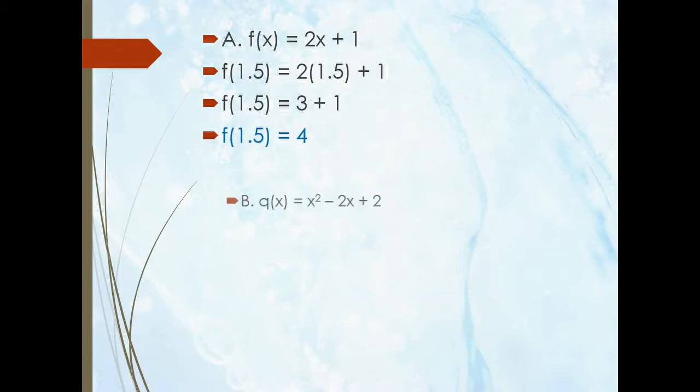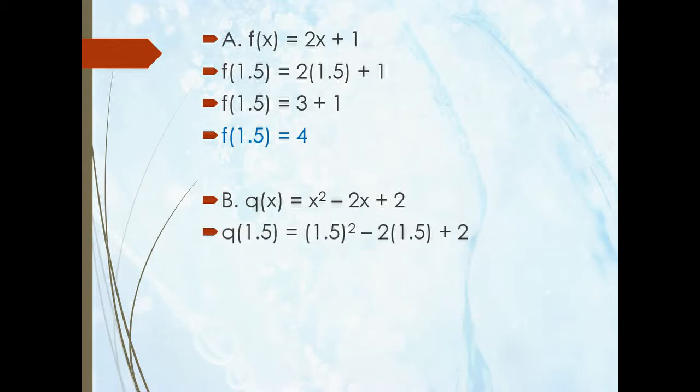Letter B. q of x is equal to x squared minus 2x plus 2. Let's substitute x is equal to 1.5. That would be q of 1.5 is equal to 1.5 squared minus 2 times the quantity 1.5 plus 2. That would be 2.25 minus 3 plus 2. That becomes 2.25 minus 1. So q of 1.5 is equal to 1.25.